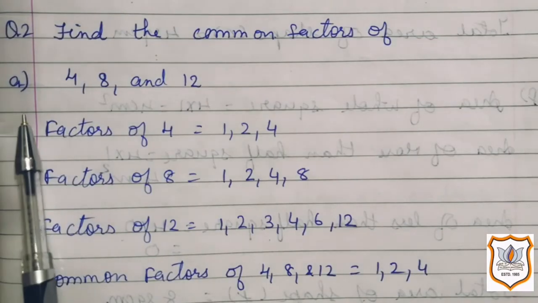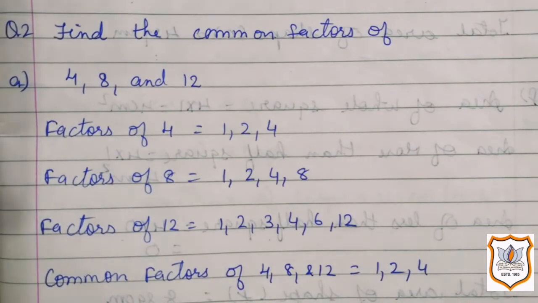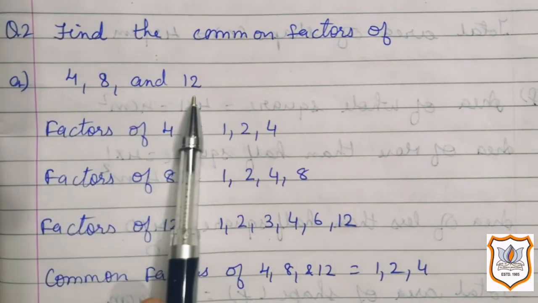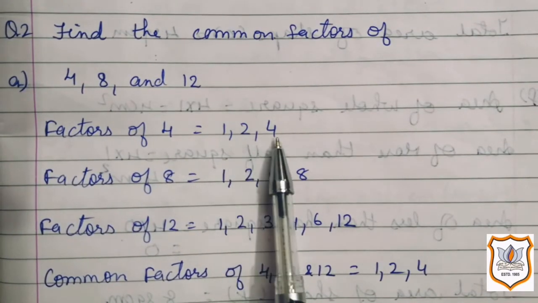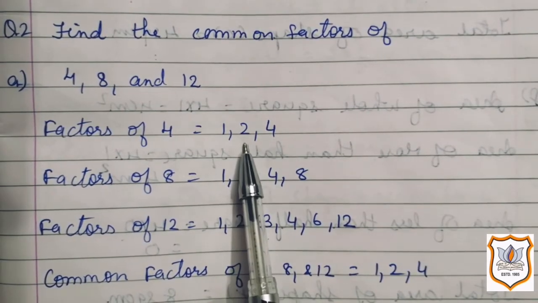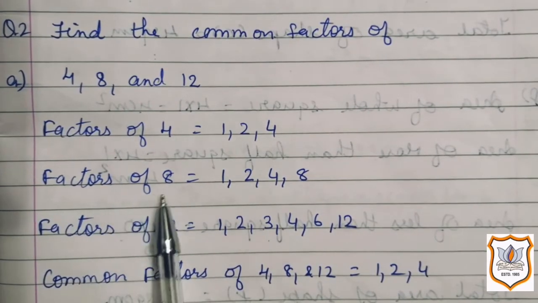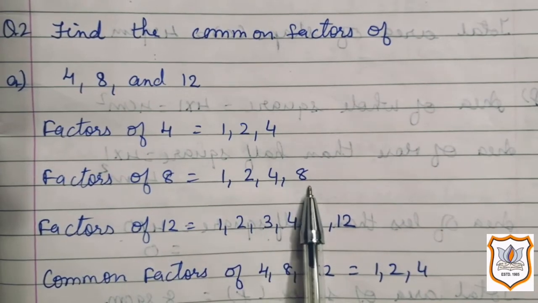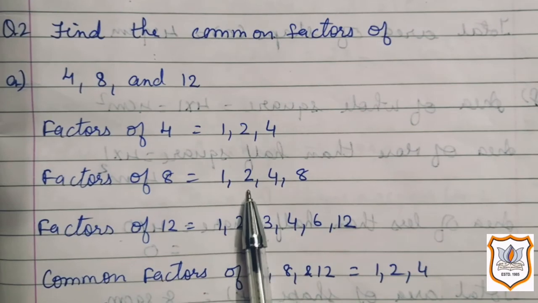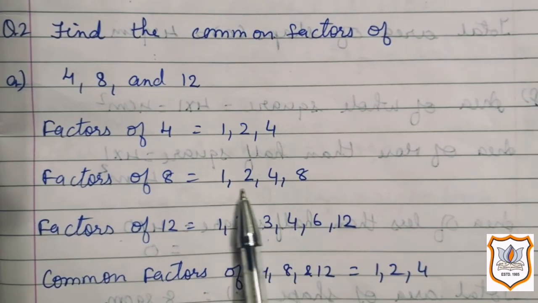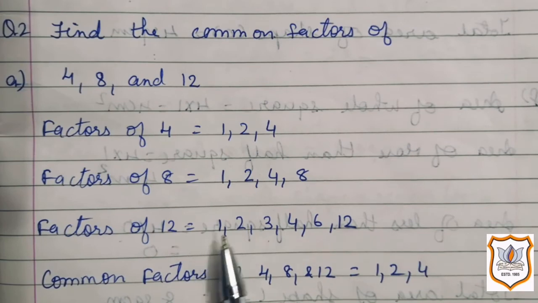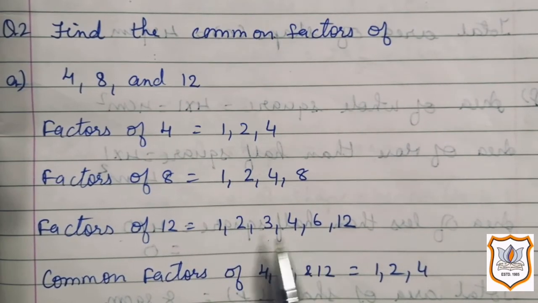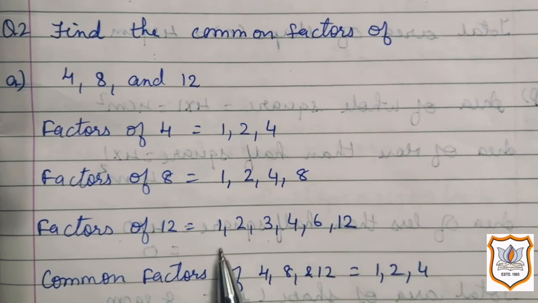Solution for sum A of question number 2. Here also we have to find the factors of 4, 8 and 12. First we will find the factors of 4. Factors of 4 are 1, 2 and 4. 1 4 is 4 and 2 2 is also 4. Factors of 8 are 1, 2, 4 and 8. 1 8 is 8. 2 4 is also 8. So these are the factors of 8. Factors of 12 are 1, 2, 3, 4, 6 and 12. 1 12 is 12. 2 6 is also 12. 3 4 is also 12. So these are the factors of 12.